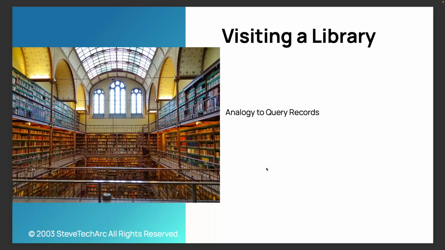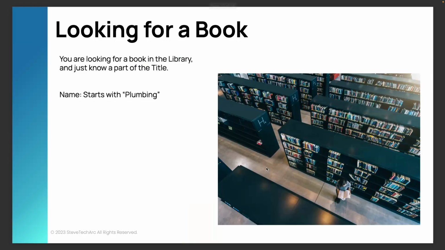And if you needed to search for a particular book, let's say one that starts with the name plumbing, you might have to go in and look book by book by book by book. This is what is called a table scan. When Salesforce has to touch every book and check to see if the name starts with plumbing, that would be a table scan, going through all the books one after the other.